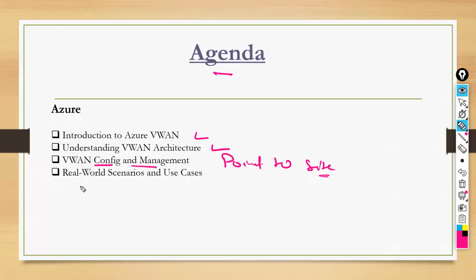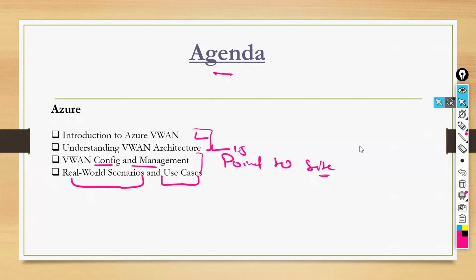Then we're going to take a real scenario, which I've seen in my experience, of how VWAN works and why we need VWAN in our organization. There are also some use cases we are going to cover today. So that is the agenda. We're going to take a 15 minute break during the session while covering all this, and then we'll wrap things up.